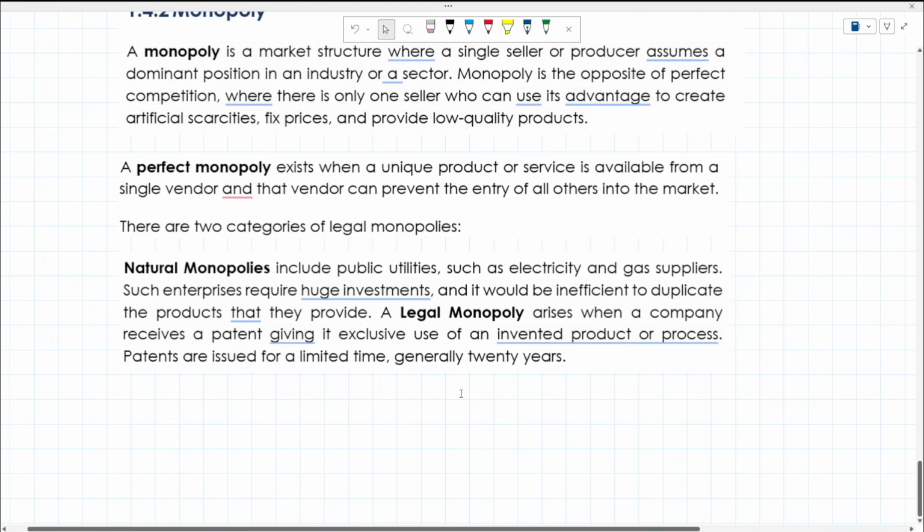The first category of legal monopoly is what we call the natural monopoly. What does this include? This includes public utilities such as electricity and gas suppliers. Such enterprises require huge investments, and it would be very inefficient to duplicate the products that they provide. So mostly public utilities, electricity.